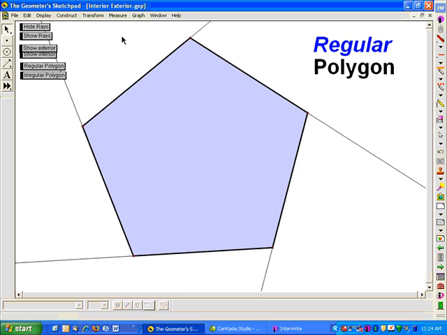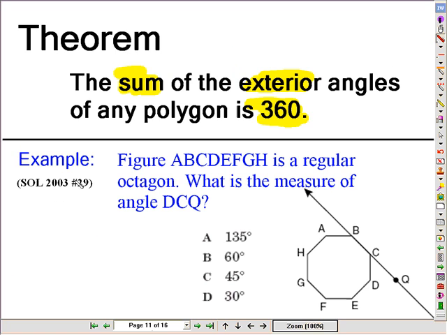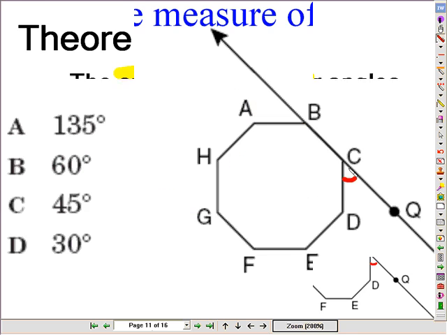So if we don't know how much they are, but we know how many sides there are, we can figure out predictions of this. So our example, right off the SOL test, says here's a given figure, and it's an octagon, and it is regular. And that's very important that we know that all angle measures are congruent, interior and all exteriors. So what's the measure of just this one, DCQ, this one angle? DCQ happens to be right here.